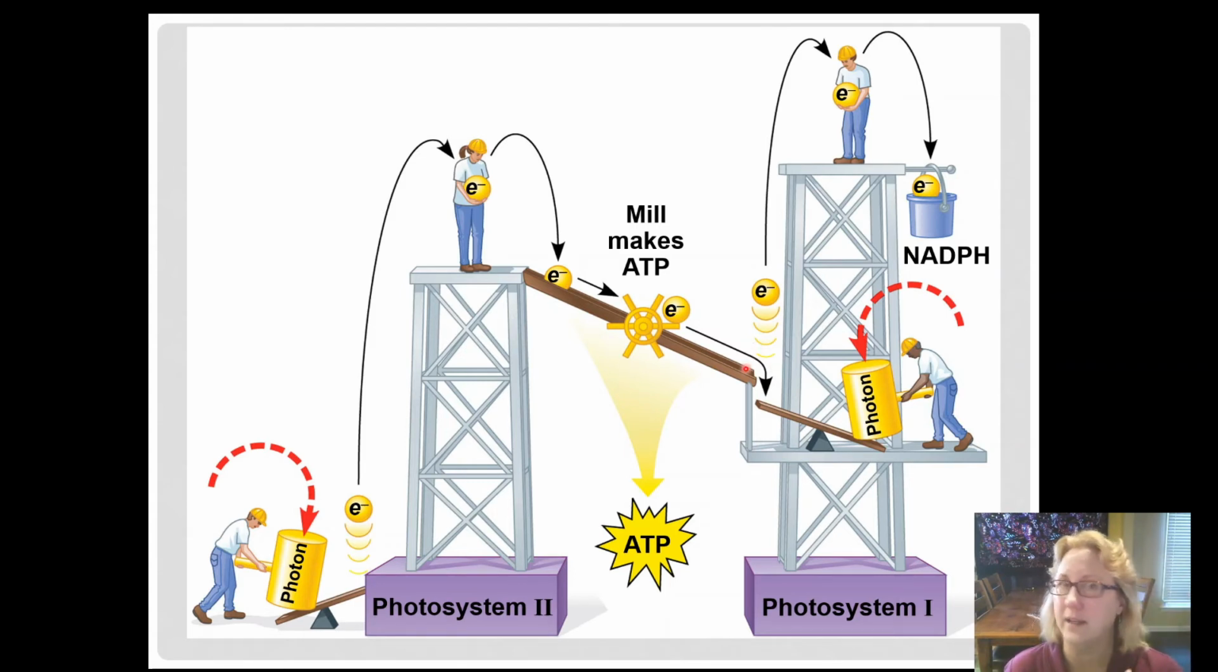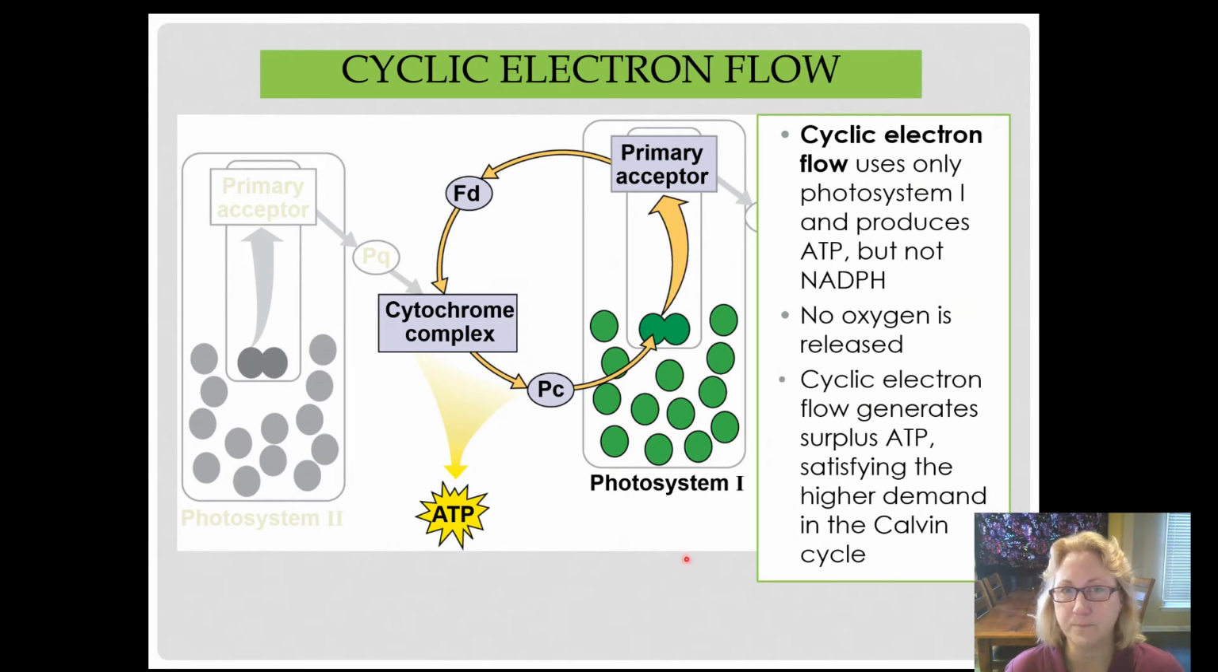The electrons do not fall all the way back down to their lowest energy level. They make it to Photosystem 1. They are bounced up to an even higher energy level, high enough to reduce NADP+. And then now we have two forms of stored energy.